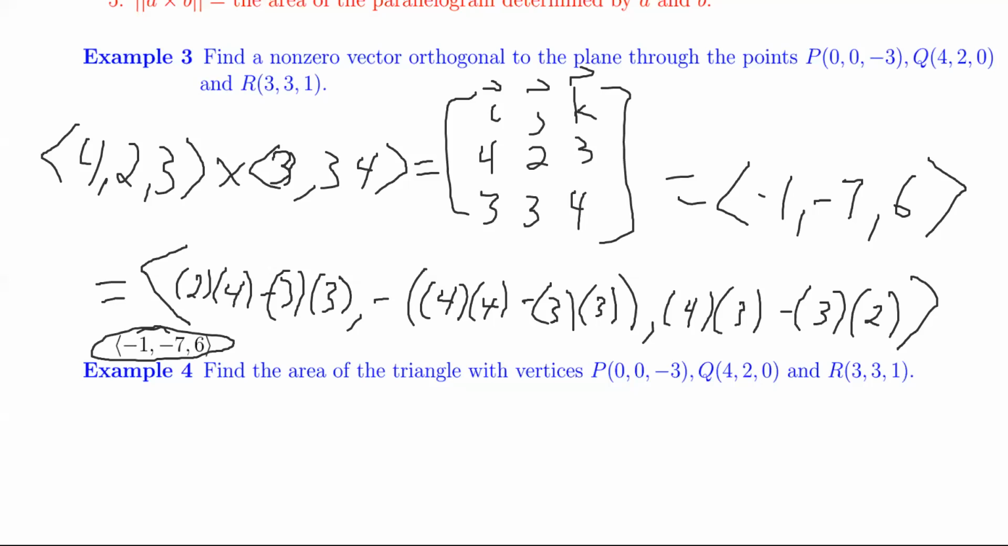Again, how did we do that? Well, if we have 3 points in a plane that are not all collinear, we can find 2 vectors that are not parallel. And if we have 2 vectors that are not parallel, that are in the plane, we just take the cross product of those 2 vectors and we get a vector that is orthogonal to the plane.